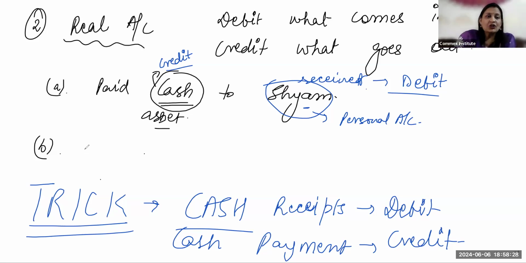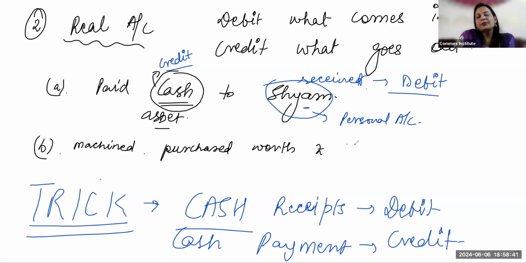Okay. The transaction is machine purchased worth rupees 1 lakh. Machine purchased worth rupees 1 lakh.